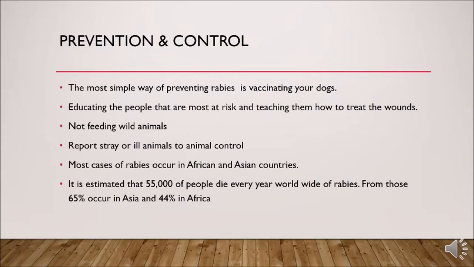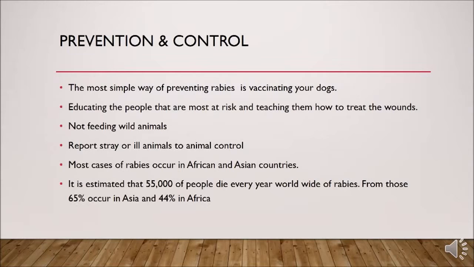Prevention and control. There are simple ways that we can prevent and control rabies. The most simple way of preventing rabies is vaccinating your dogs. I know we cannot vaccinate all the dogs in the world, but we can start with our own. So in case they ever attack somebody, we know they're not going to have rabies because they have been vaccinated for the virus.